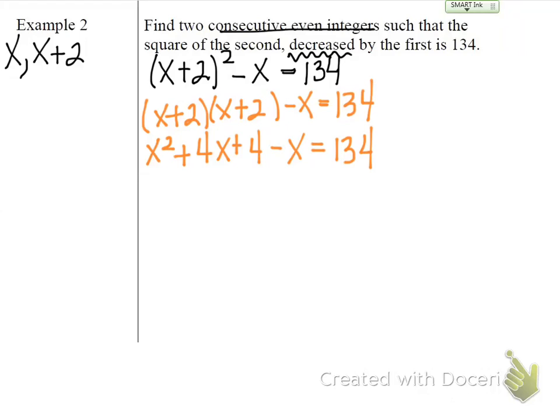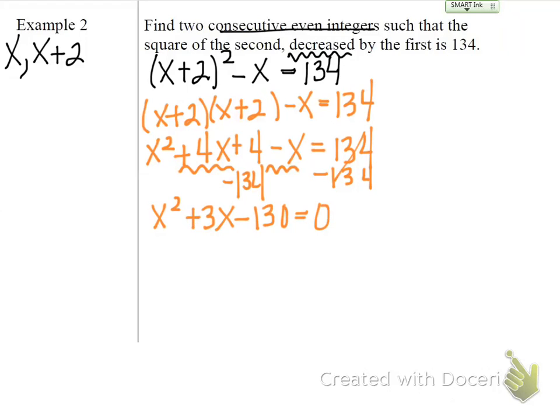Do you see anything else that we could do? Combine like terms. So you're going to combine 4x minus x. And then we also have to get the whole thing equal to 0. So are you guys okay if I subtract 134 at the same time? Okay. So that's going to give me x squared plus 3x minus 130 equals 0. What factoring method would you guys use? Diamond. So what two numbers multiply to negative 130 and add up to positive 3?